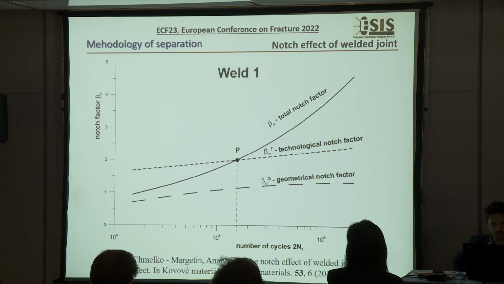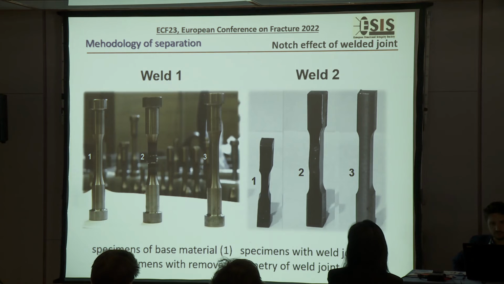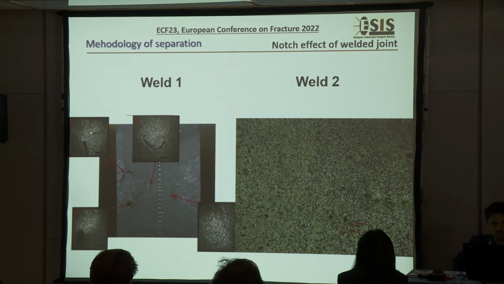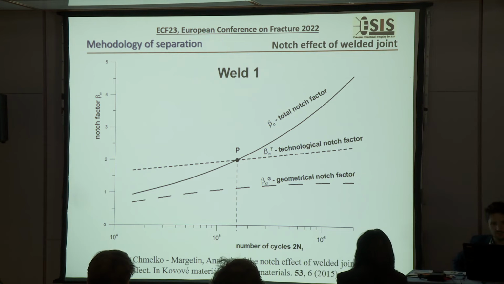It's possible to decompose from these three groups of specimens, from these three curves. It's possible to calculate. This calculation is more deeply explained in this paper. We calculate notch factors: the total notch factor, and in one part the technological notch factor, which is the effect inside the materials, and the geometrical notch factor, which is the effect that is possible to see.